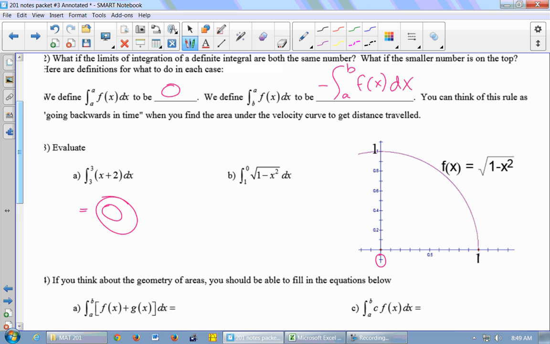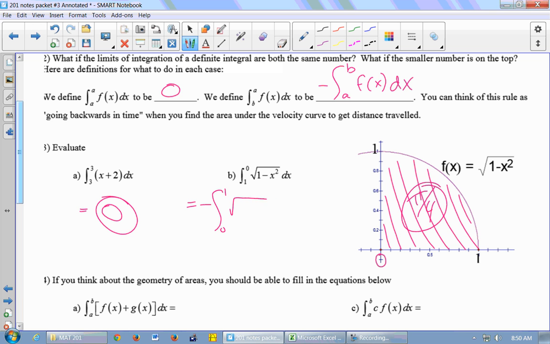Here's 0 to 1, so I'm looking for the area of this pizza slice, really big pizza slice. And the area of a circle is pi r squared. The radius of this circle is 1, and this is a quarter of the circle, right? So its area is going to be pi over 4. That's its area. But the integral is the integral from 1 to 0. They put the bigger number on top. So this is negative the integral from 0 to 1, make it look normal. So then my answer is negative, and then the integral from 0 to 1 is pi over 4.